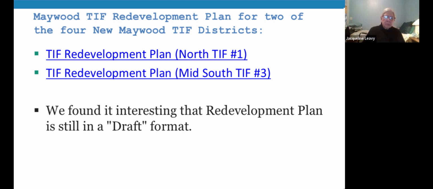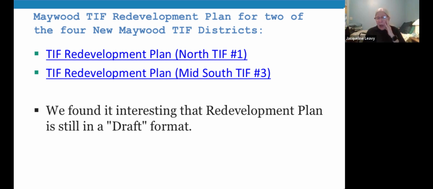Now, hold on to your seats because it's about to get a little bumpy, because our TIF expert, Ms. Leavy, has taken a microscope, not a microscope, but a magnifying glass, and she's looked at the first redevelopment plan. And one of the things I noticed, even on the Village of Maywood website, is that these redevelopment plans are still in draft mode. So, Ms. Leavy, what did you see that sparked your attention when you took a look at the North TIF #1?